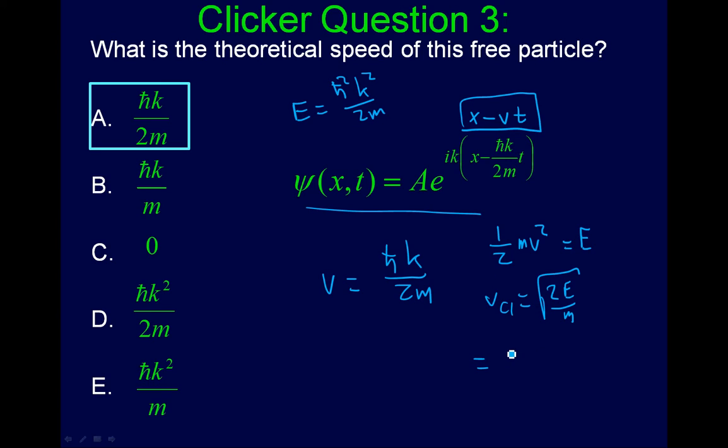If I plug that in over here, I get 2 times h bar squared k squared over 2m, and of course, this is all divided by m. So this is 2E divided by m, the square root of all of that. The 2's cancel, and I get, really nicely, h bar k over m. We call that the classical velocity, and Griffiths calls this other one the quantum velocity. So this is a problem that we have: these two velocities don't match up.